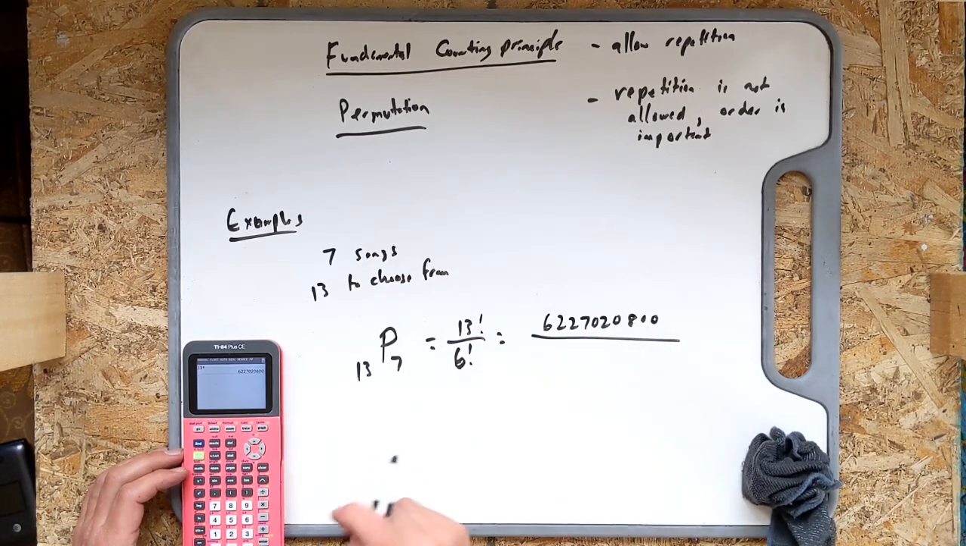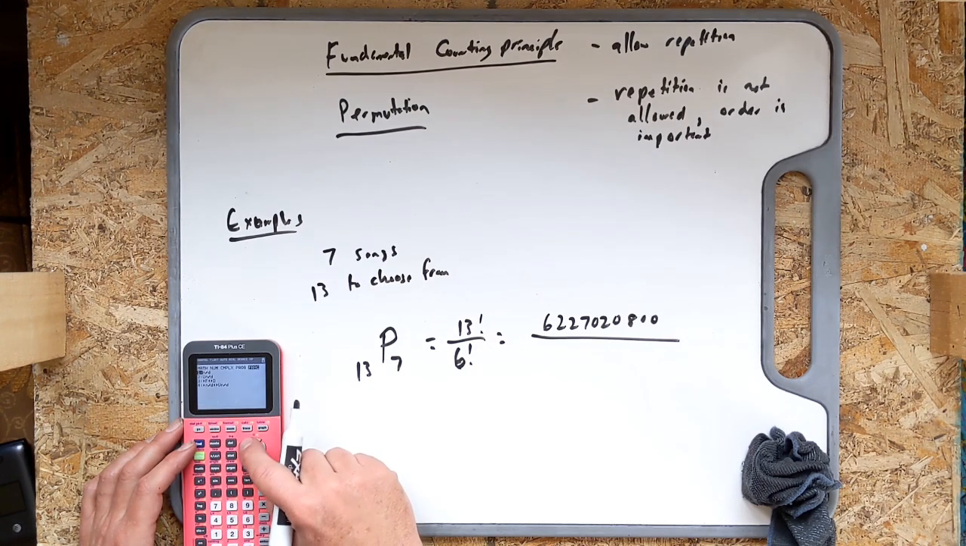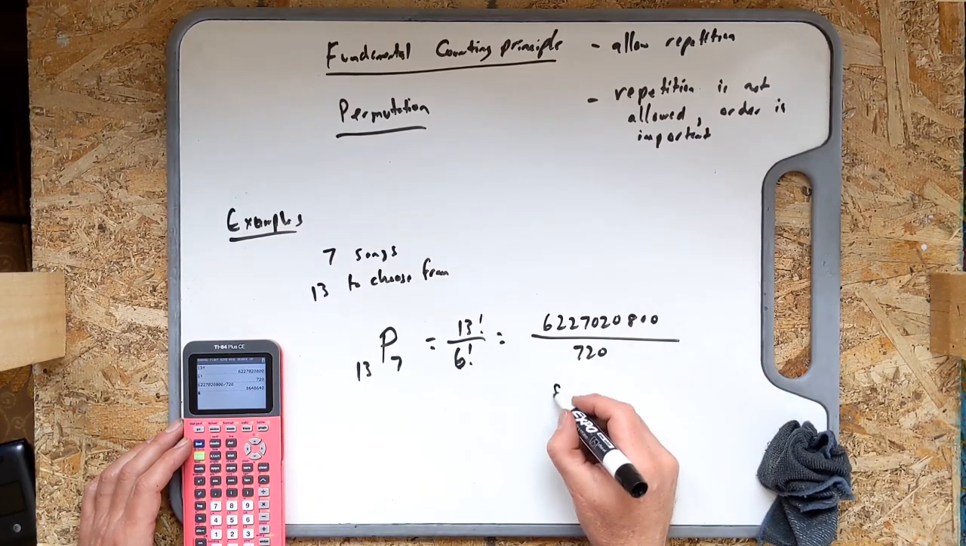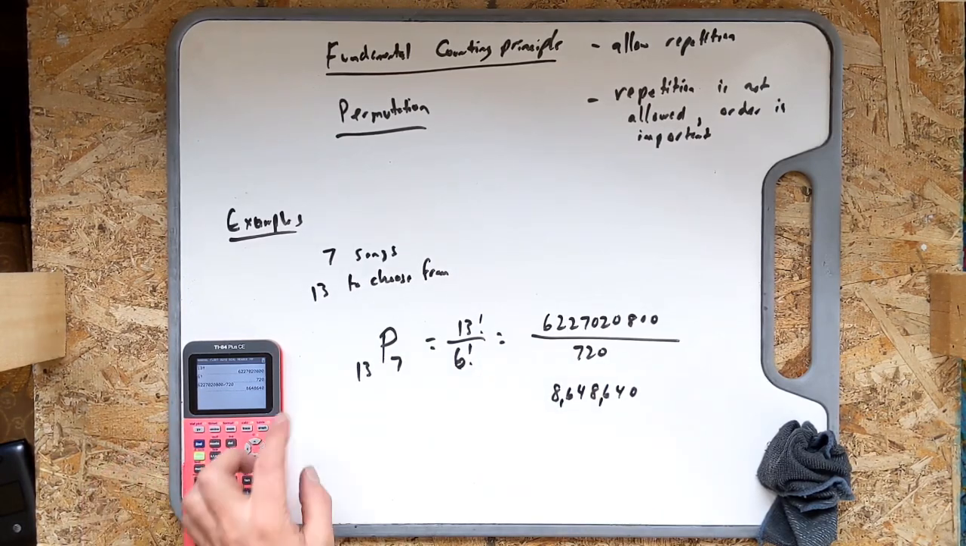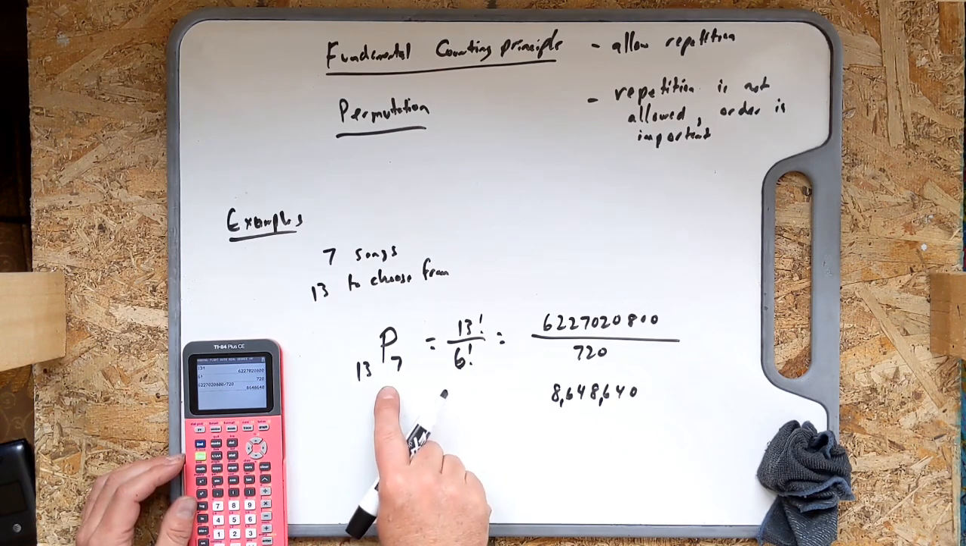and I get a gigantic number, 6,227,020,800. Over 6 factorial: 6, math, prob, factorial, 720. Then I take that first number and divide it by 720, and I get still a very large number, 8,648,640. In other words, 8 million. Select that playlist.